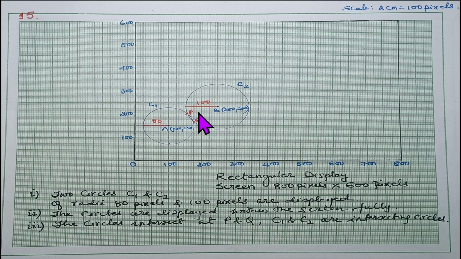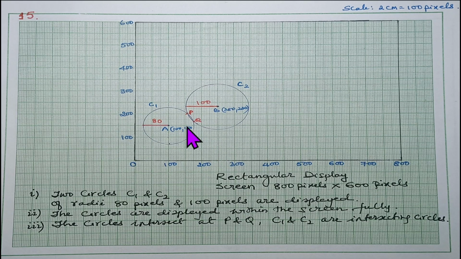Both the circles are drawn on the screen because the coordinates are given to us. The coordinates A 100, 150 is the center of the first circle and the coordinates of B, that is 200, 230, is the center of the second circle. With center A and radius 80 pixels, and with center B and 100 pixels as the radius of the second circle, the circles are drawn and we find that both the circles are within the screen. None of the circles have gone outside the screen. They are within the screen, and that is the question asked, whether they are within the screen. Definitely they are.